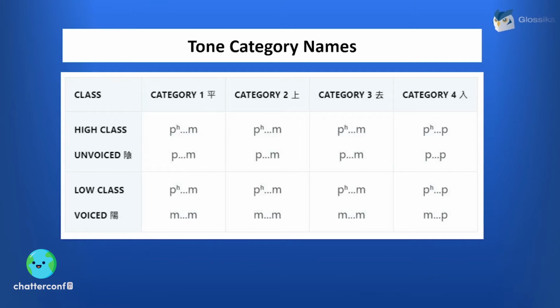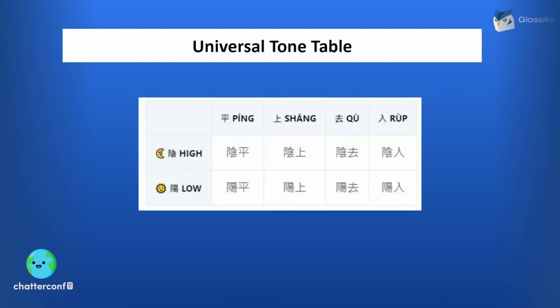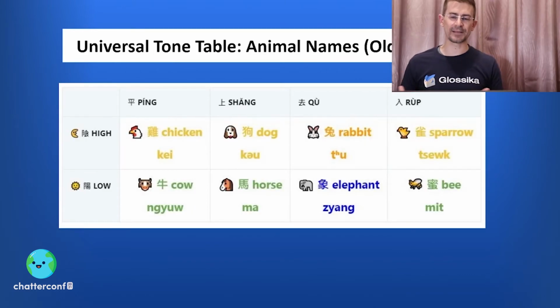Now the four tone categories are called ping, shang, qu, ru. Okay, and so you can see here that I just showed you an example syllable that starts with a P and ends with an M. And in the fourth category, it starts with a P and ends with a P. Okay, so those are just examples of what can show up in these categories. Now, if we look at the universal tone table, what you get is yin ping, yin shang, yin qu, yin ru, and then yang ping, yang shang, yang qu, and yang ru. So if we look at animal names in Old Chinese, we just put those onto the table.